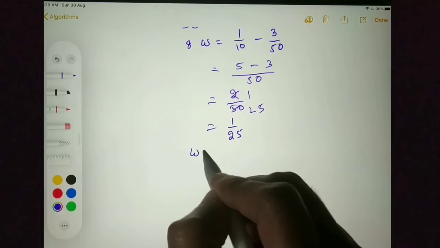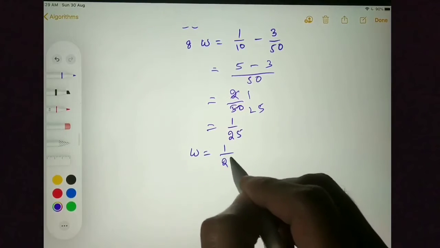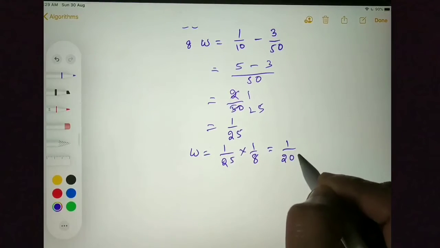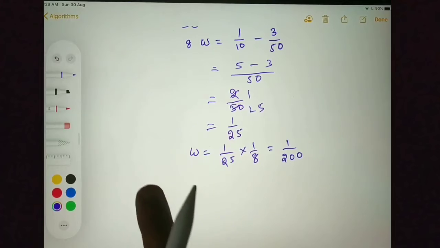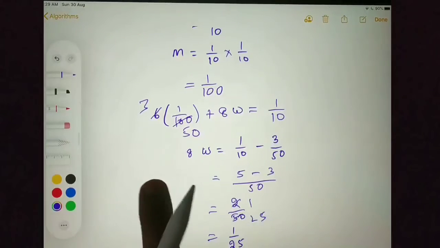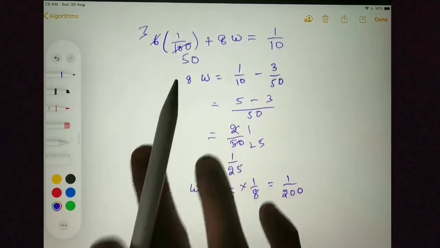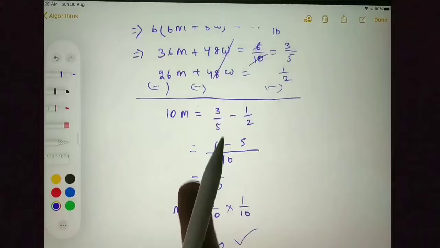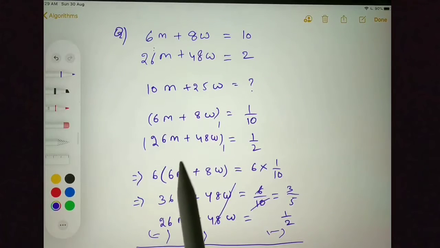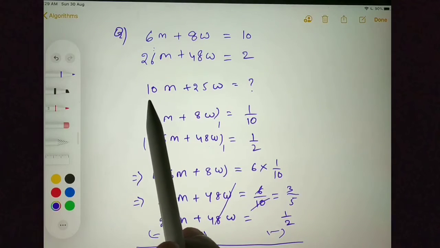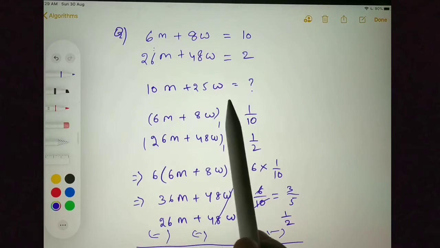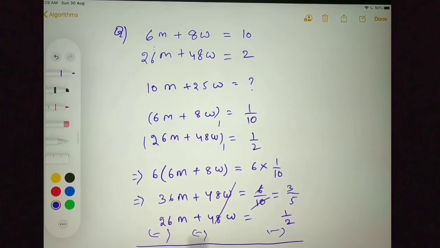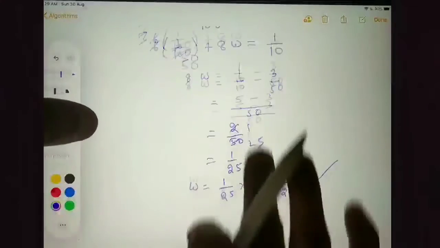What is 1 woman's 1 day's work? That is 1 by 25 into 1 by 8. It is nothing but 1 by 200. And now we got one man's 1 day's work and 1 woman's 1 day's work. What is asked in the question? We need to know in how many days 10 men and 25 women can complete the task. So let's substitute this in the equation.